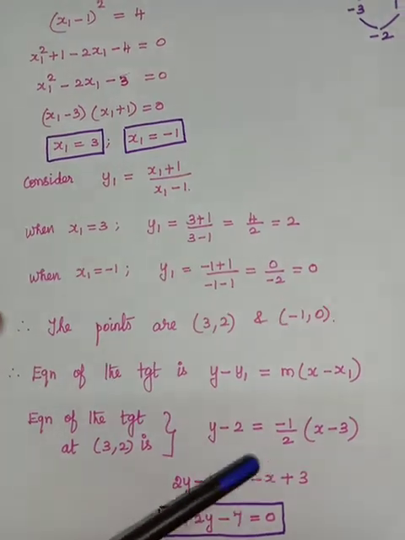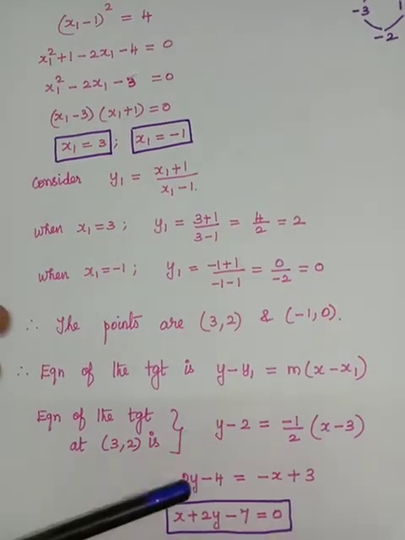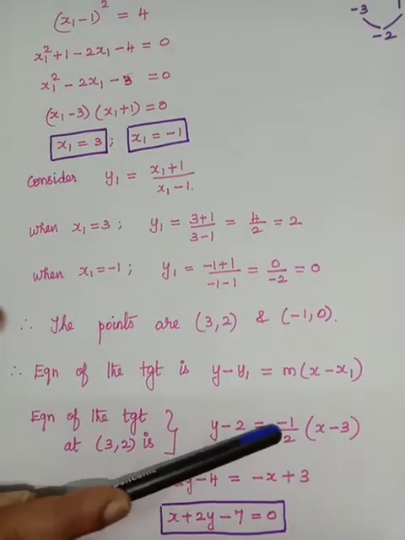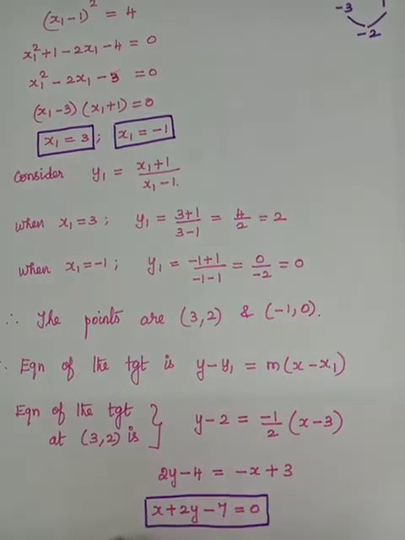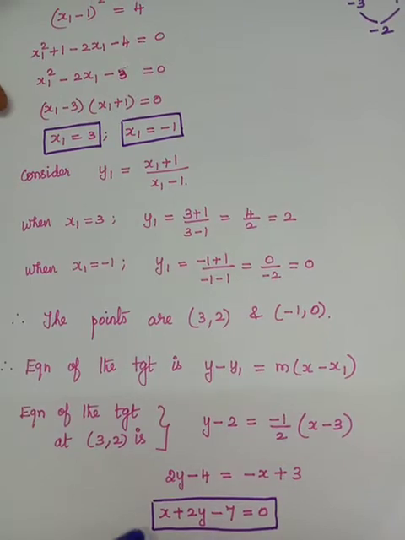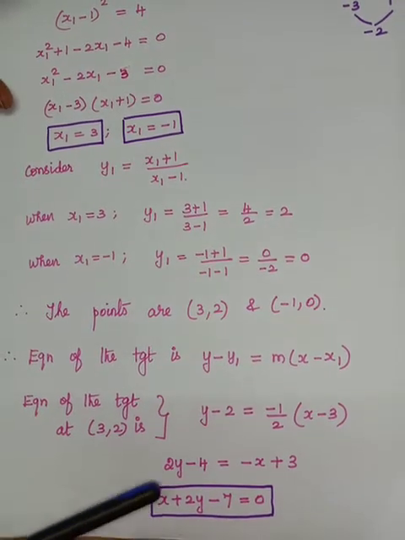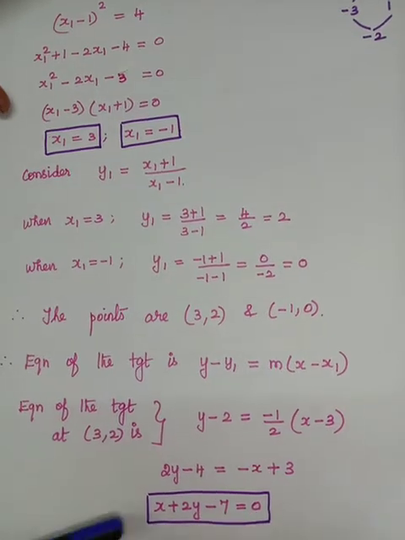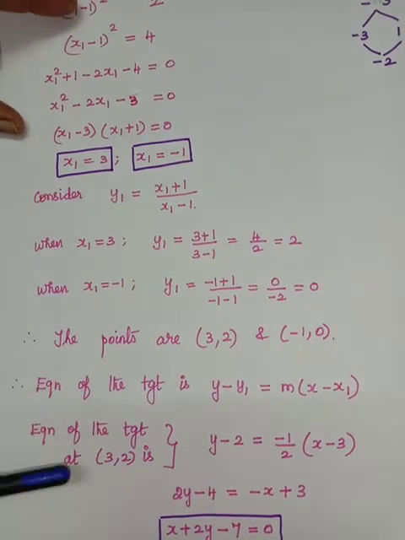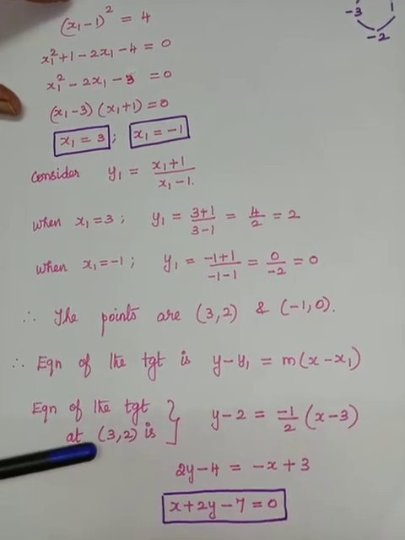So when you simplify, y - 2 = -1/2 (x - 3), that is, 2y - 4 = -x + 3. Minus 1 into minus 3 is plus 3. When you arrange, you bring minus x to the left side. So it is x + 2y - 4 - 3, that is x + 2y - 7 = 0. So we have completed the equation of the tangent at the first point.